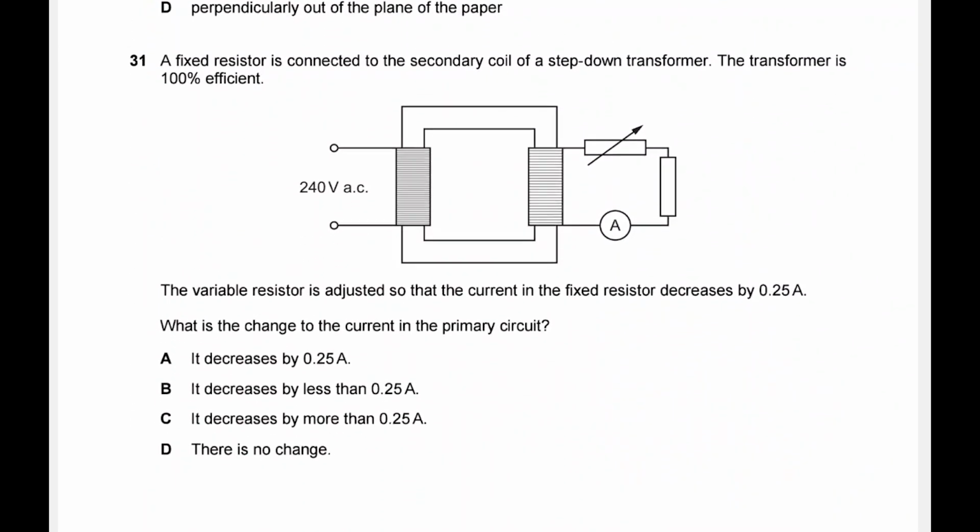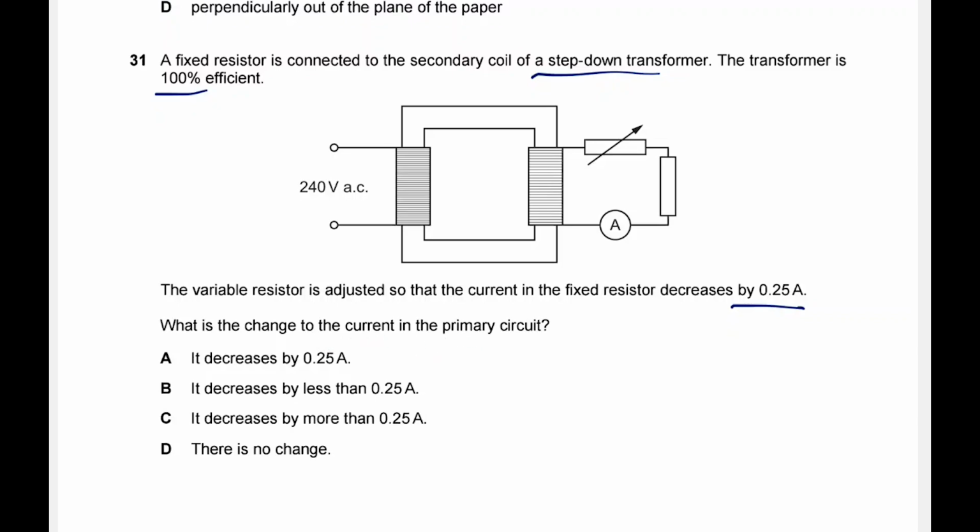Number 31. A fixed resistor is connected to the secondary coil of a step-down transformer. The transformer is 100% efficient. The variable resistor is adjusted so that the current in the fixed resistor decreases by 0.25 ampere. What is the change to the current in the primary circuit?